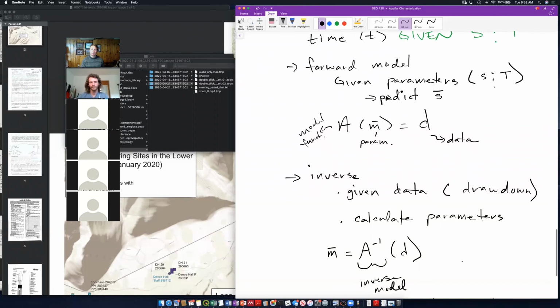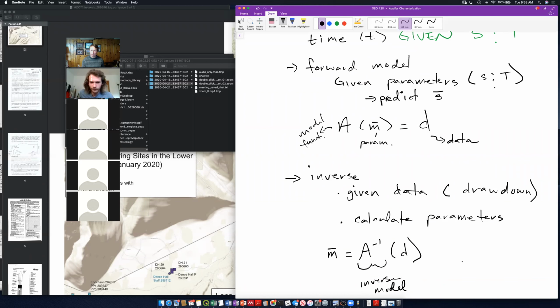All right. So if we take a forward model, we invert it, and we get the best fit parameters. And that's what we're going to be doing. That's what aquifer characterization is all about. We're going to observe drawdown. We will fit some model as best we can to that observed data. And we're going to fit it by varying storage and transmissivity. And those estimated storage and transmissivities are our best fit values for our aquifer. All right.